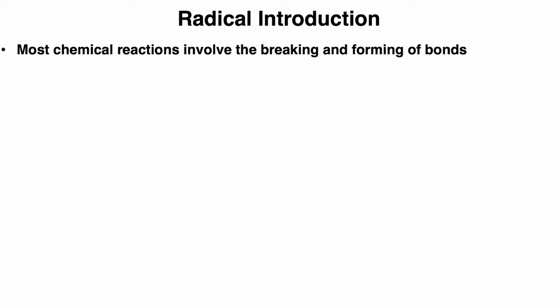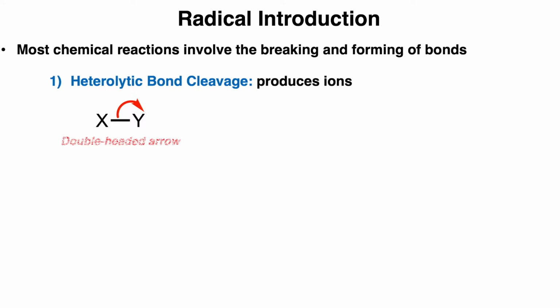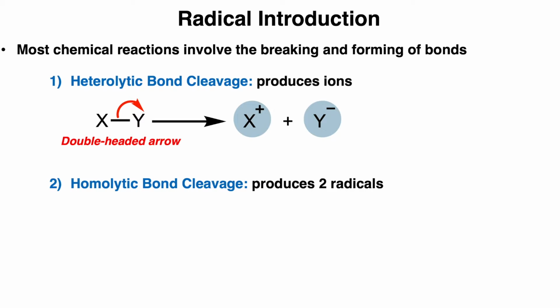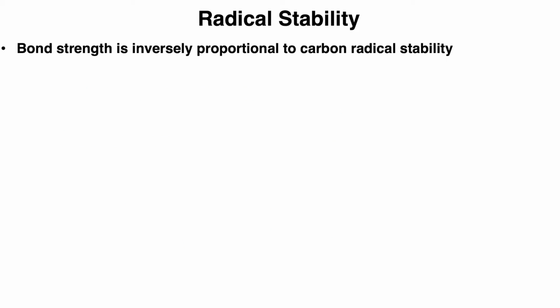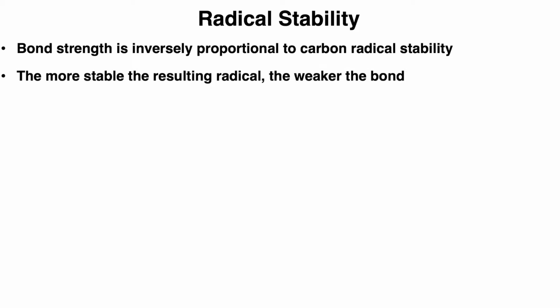So just as a reminder, chemical bonds can be broken in two different ways. Heterolytic bond cleavage uses double-headed arrows to show the motion of two electrons in order to produce ions, while homolytic bond cleavage uses single-headed arrows, also called fishhooks, which show the motion of one electron in order to produce two radicals. The strength of a carbon-hydrogen bond is inversely proportional to carbon radical stability. So this means that the more stable the resulting radical is, the weaker the bond.